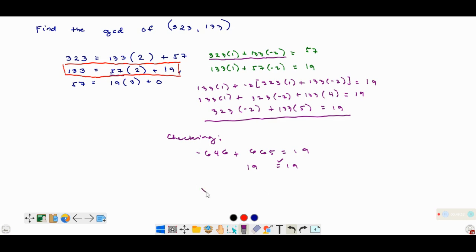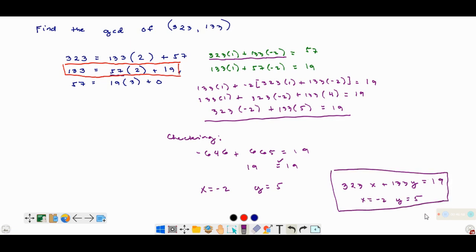So, for this, we have x is equal to negative 2 and y is equal to 5 for our linear combination 323x plus 133y is equal to 19. There is an integer solution. X is equal to negative 2 and y is equal to 5. Okay? Alright. I hope that was clear.